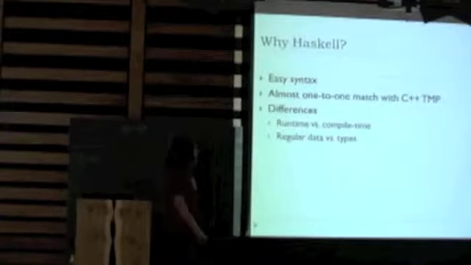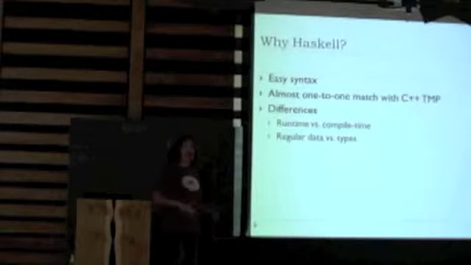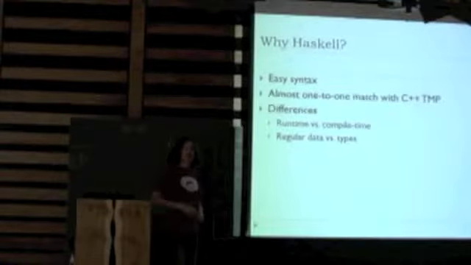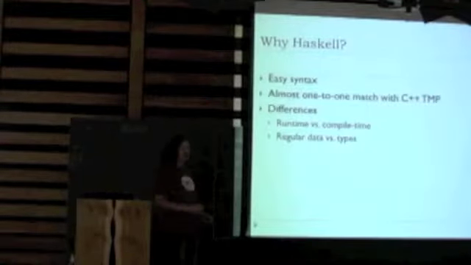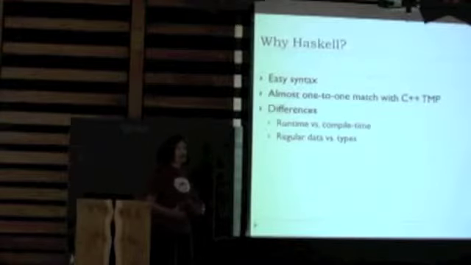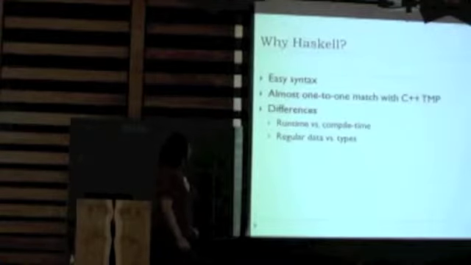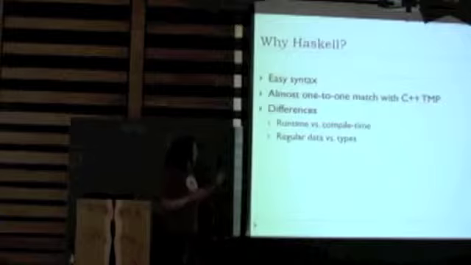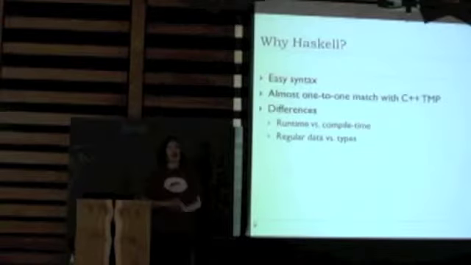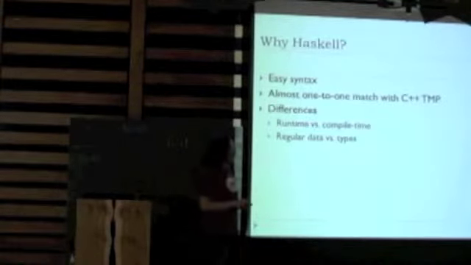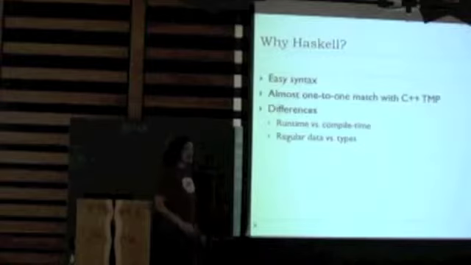So why Haskell? Why do I want to talk about Haskell at all? It has easy syntax because it's a single paradigm language. It's just a functional language, nothing else. So since it has only one paradigm to support, the syntax is really easy and very, very terse. It takes some getting used to, but once you get used to it, you can read Haskell without problems. There's an almost one-to-one match with C++ template metaprogramming. This is pretty amazing, because if you try other functional languages like ML, they don't translate that easily. But Haskell is a perfect match.